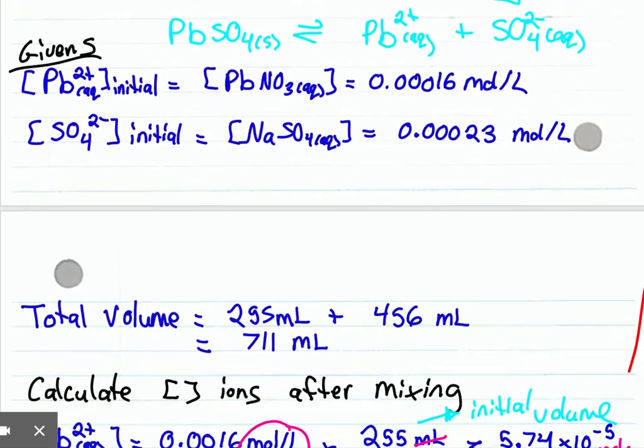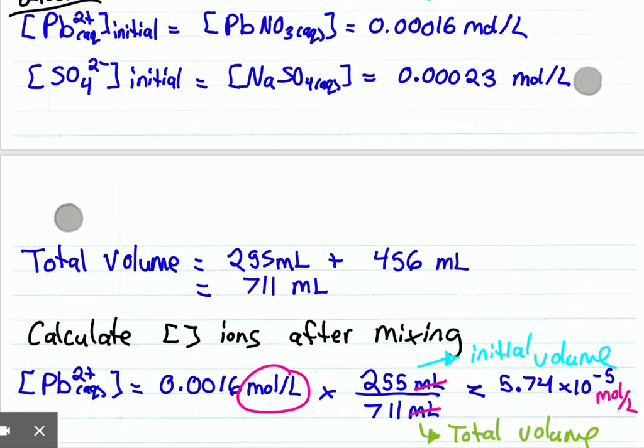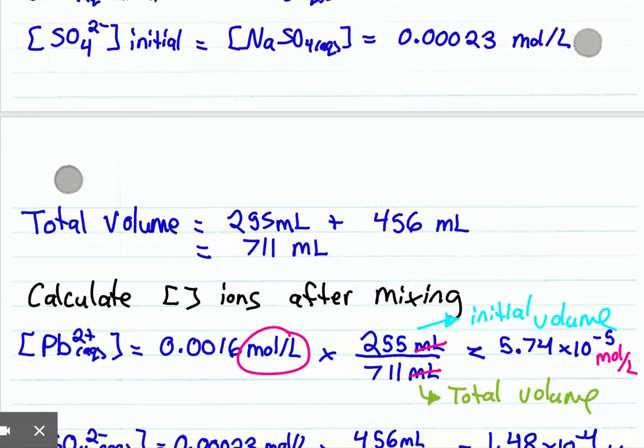So a quick calculation that you have to do is total volume. You're just going to add up the two volumes that you are mixing together. And once we mix things together, we're having a total volume of 711 milliliters. And once you've calculated the total volume, you have to calculate the concentration of each ion after mixing. As soon as you mix them, the concentration changes. So this is a quick way to do it.